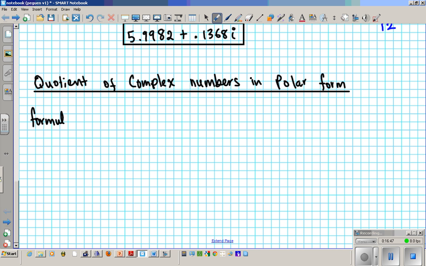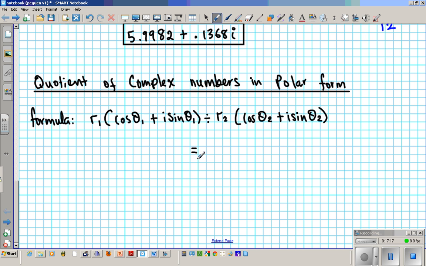basically is you have the quotient of two complex numbers in polar form, r1 cosine theta 1 plus I sine theta 1 divided by r2 cosine theta 2 plus I sine theta 2. These are the two complex numbers. If you have that, what do you do?